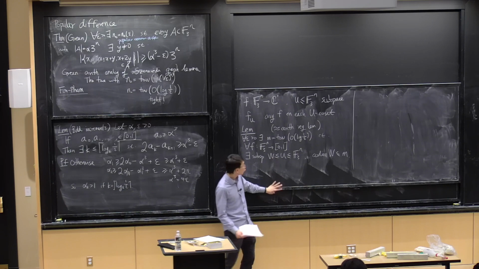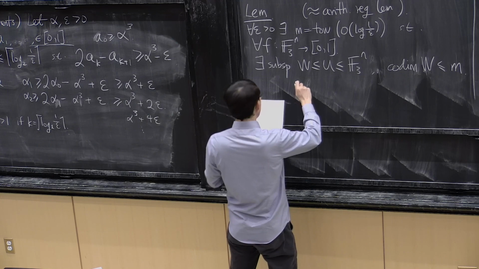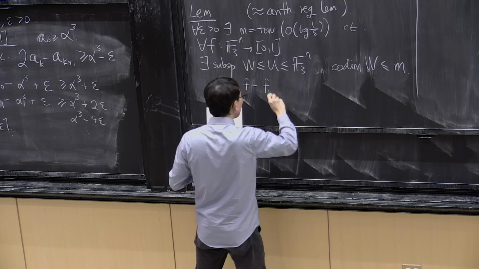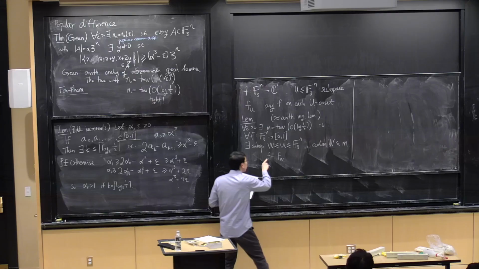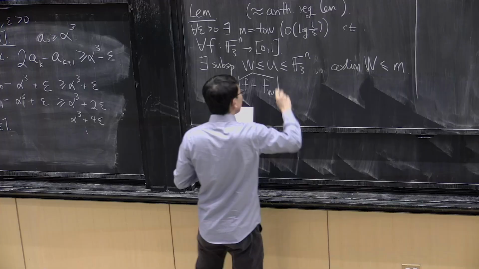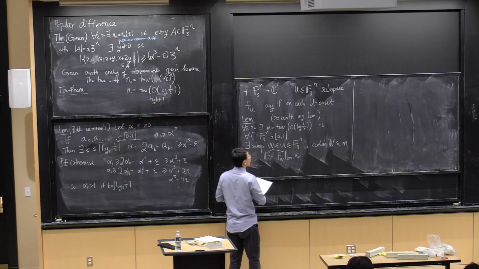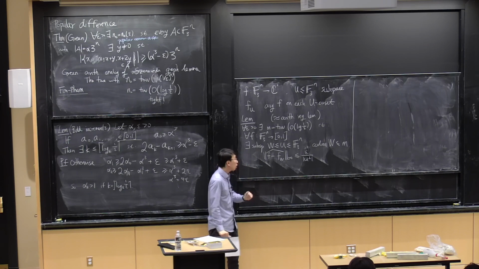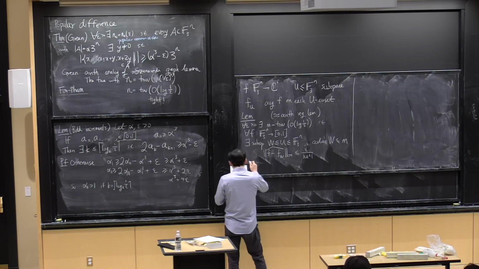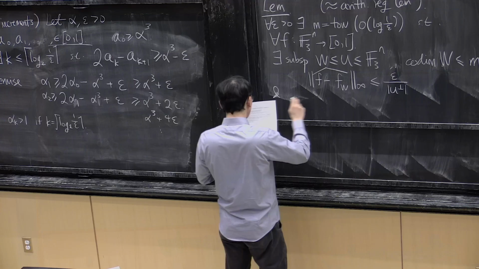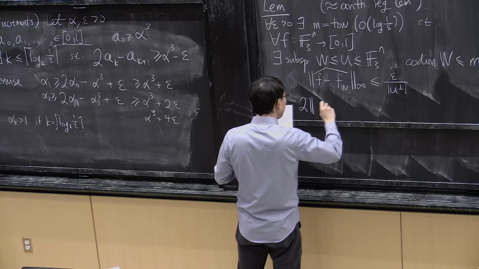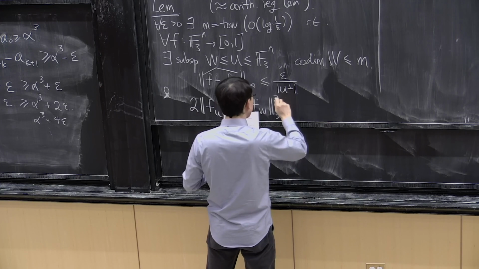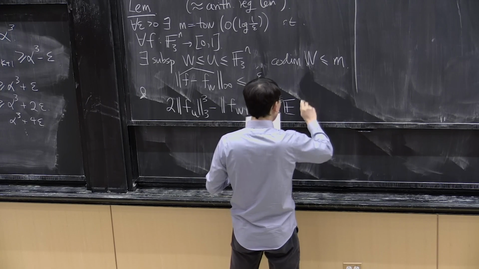What I would like is for f to be pseudo-random after doing this partitioning, and this corresponds to the statement that if I look at f minus f sub W, then the maximum Fourier coefficient is quite small, where quite small means at most epsilon over the size of U complement, or U perp. And also there's this other condition, which tells you that the L3 norms of f sub U and f sub W are related in this way.